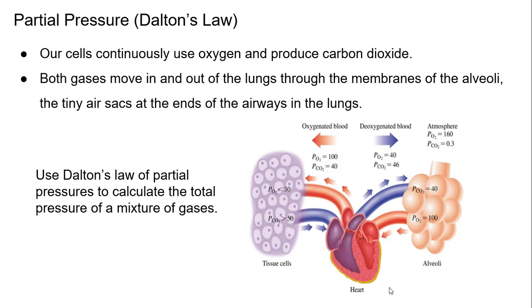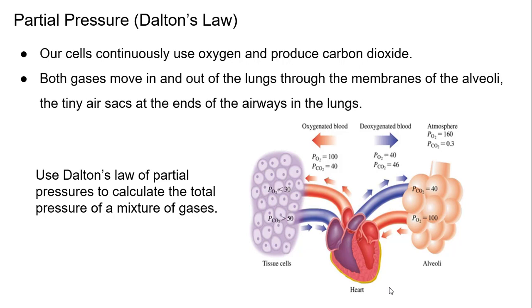So our cells continuously use oxygen and produce carbon dioxide. So we have both gases moving in and out of our bodies, and each of them, or all of the gases, have partial pressures to them. And that's what we're going to look at. So you may not understand that right now, but let's get into it so you can.